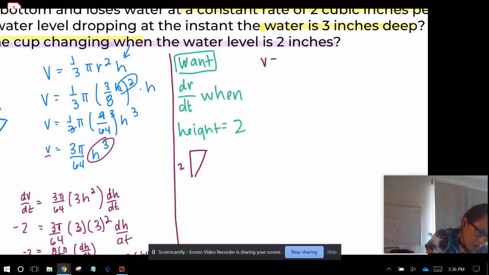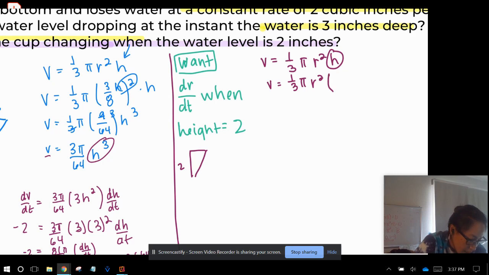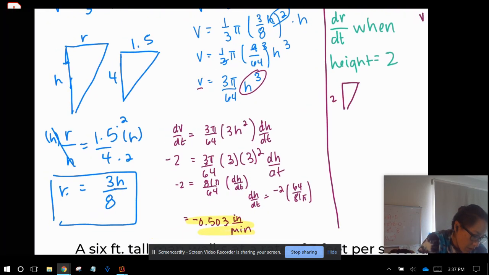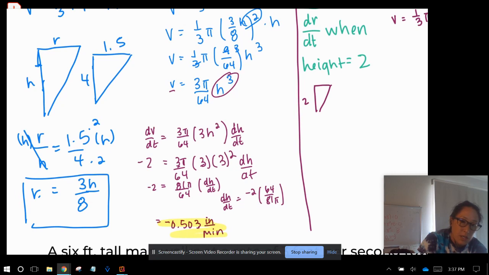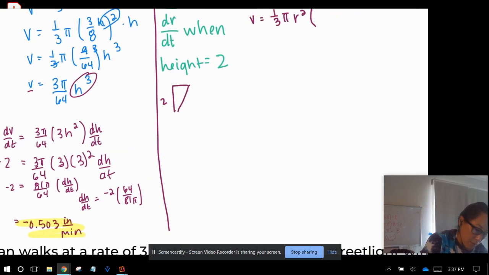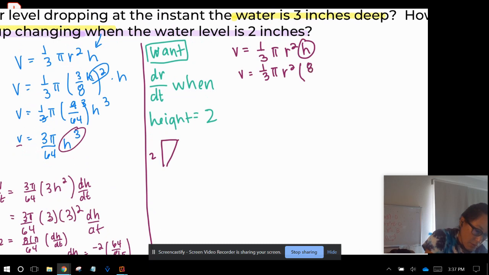V is equal to 1/3 pi r squared times h. This time I'm going to replace h. So 1/3 pi r squared times, I'm going to go back and remember that r is equal to 3h over 8. So to solve for h, I'm just going to multiply by 8 over 3r. So 8 over 3r is equal to h. And then I simplify this to give me 8 over 9 pi r cubed.